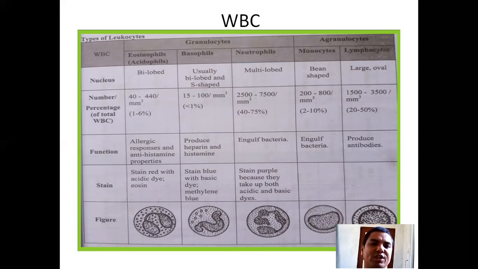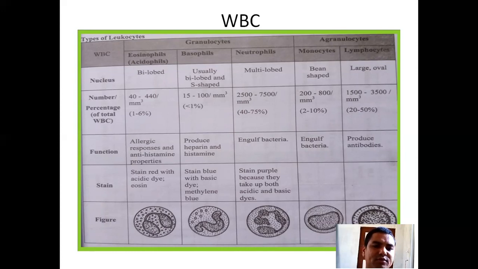Granulocyte is divided into 3 groups: eosinophil, basophil, and neutrophil. Agranulocyte is divided into 2 types: the monocytes and lymphocytes. Eosinophil have a bilobed nucleus. Basophil have an S-shaped nucleus. Neutrophil have a multi-lobed nucleus. Monocyte have a bean-shaped nucleus. Lymphocyte have a large oval nucleus.